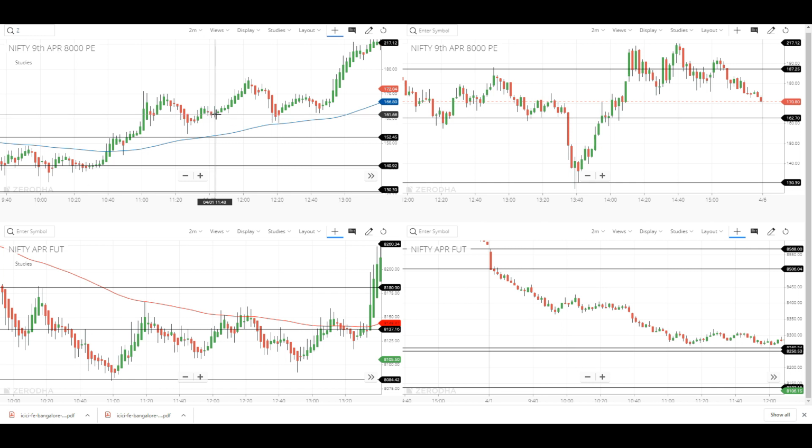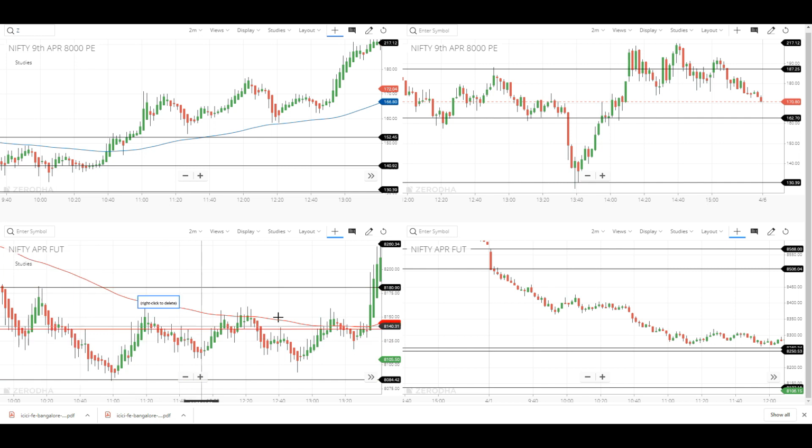Again you would have taken an entry here at 160, and it would have gone to 176. So we gained 16 points here. It would have given one small 2-3 points loss here, or maybe a cost to cost exit. So 30-35 points which we have made without much effort, and without knowing which side the market is going to go. This is the power of this particular strategy.